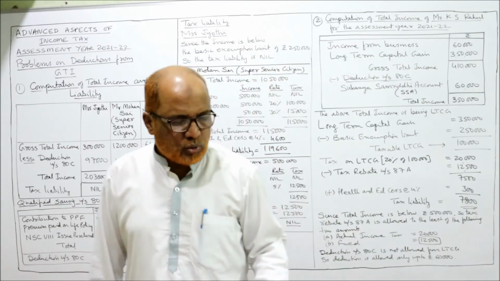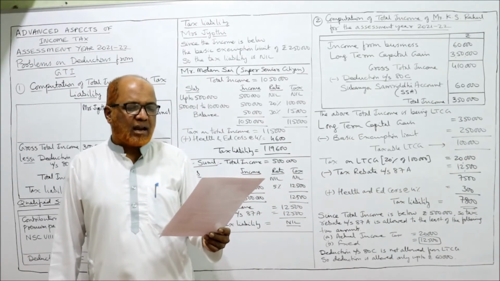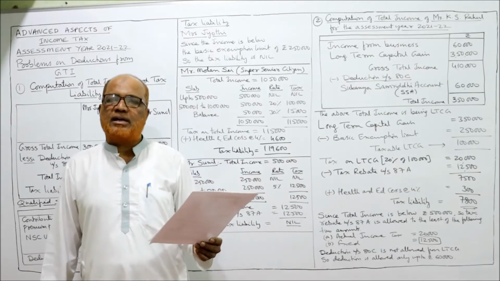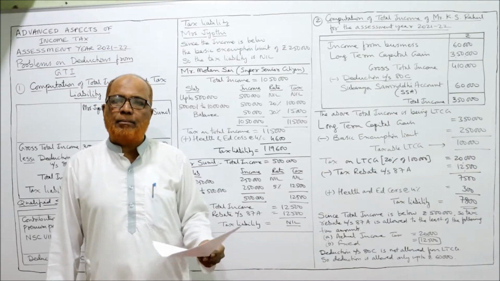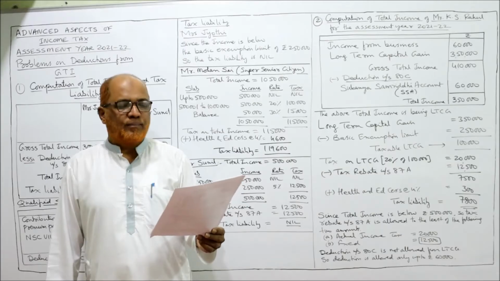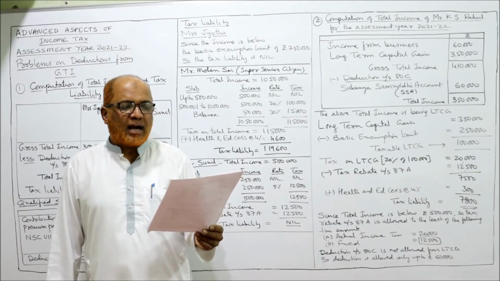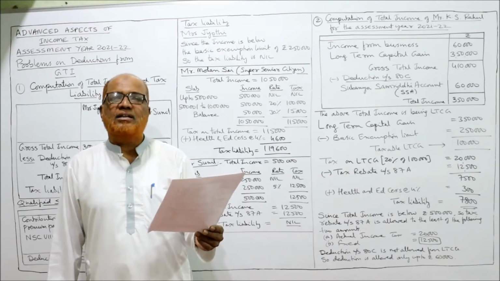Now come to problem number 2. From the following particulars, compute total income of Mr. K.S. Rahul and tax liability for the current assessment year. Both total income and tax liability. Income from long-term capital gain 3,50,000. Income from business 60,000. Sukanya Samriddhi account SSA 70,000.